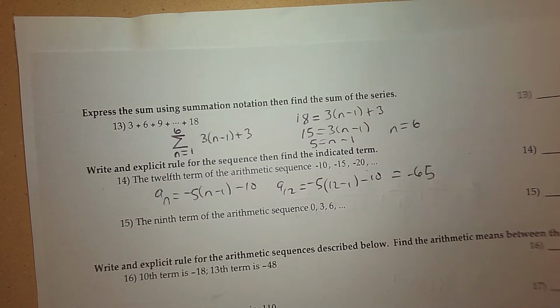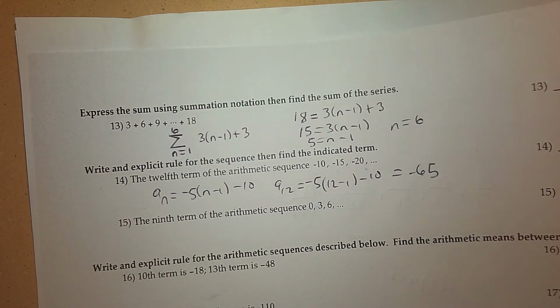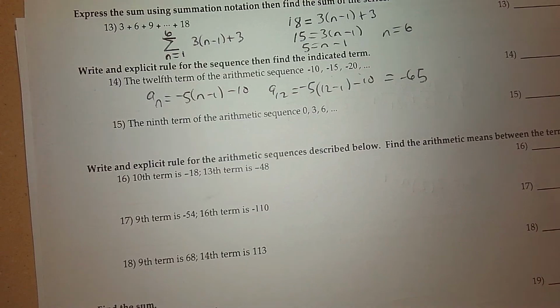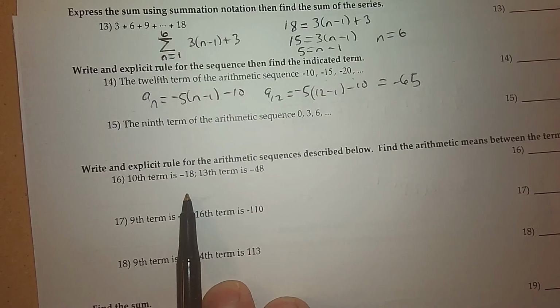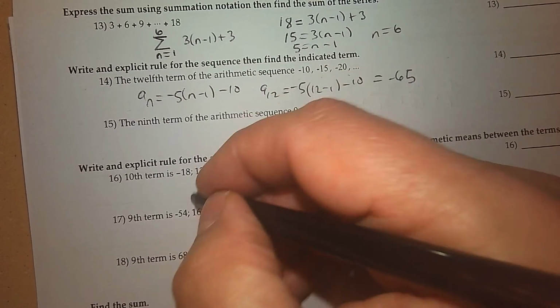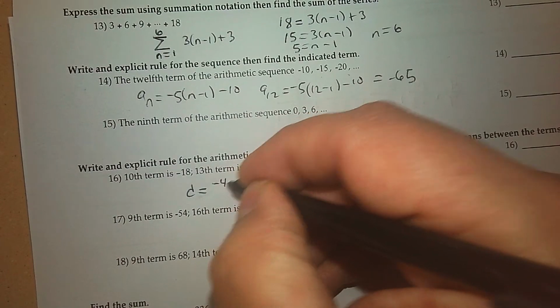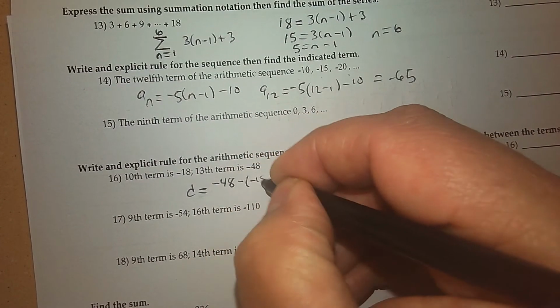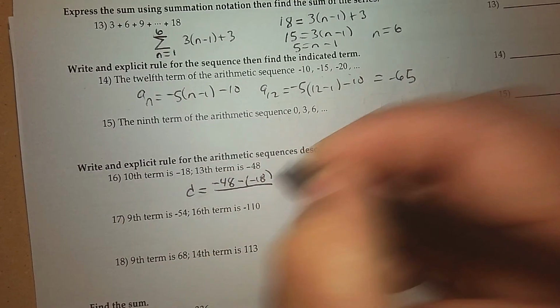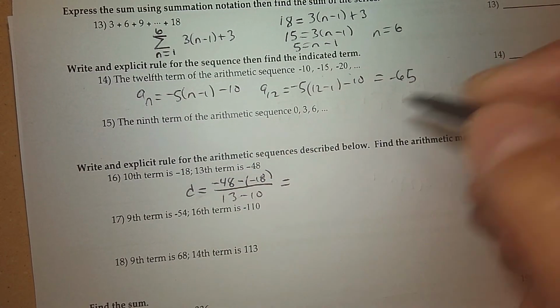Number 16. Oh, I did 13. I didn't mean to do an odd number. Oh well. 16. Write an explicit rule for the arithmetic sequence described below. So I don't know the common difference, but I can find it the same way I would find slope. I would go negative 48 subtract negative 18, and I would go 13 subtract 10, like the slope formula.